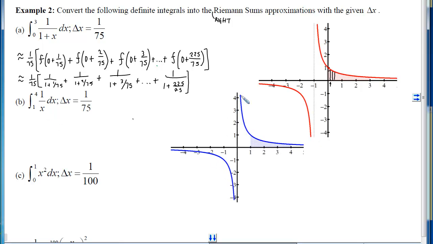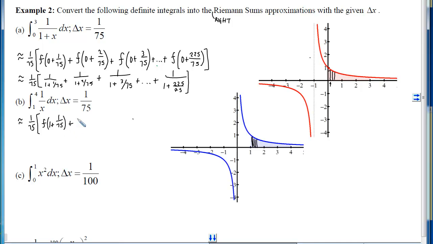If we look at part B now, we can see that I've graphed 1 over x, which is yet another rational function, only this time the asymptote is at 0, and I want to accumulate from 1 to 4. Again, that delta x is 1/75, which means I'm going to be slicing this region into widths that are 1/75 across. My first right edge, a little crooked here, will occur at 1 plus 1/75. So this approximation will be 1 over 75, which is the width of the rectangle, times f of a, which is 1, plus 1/75.